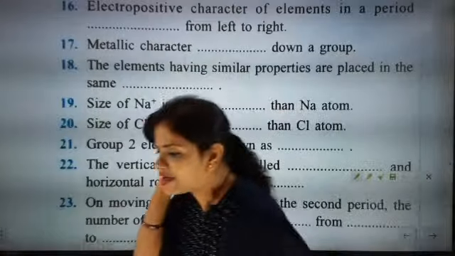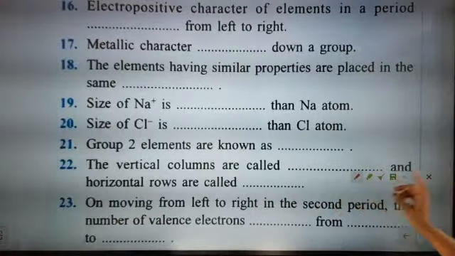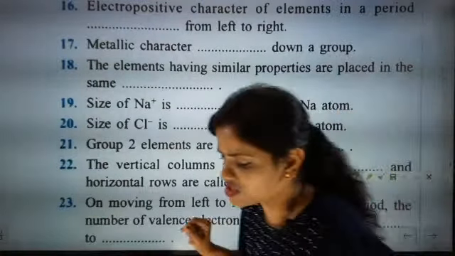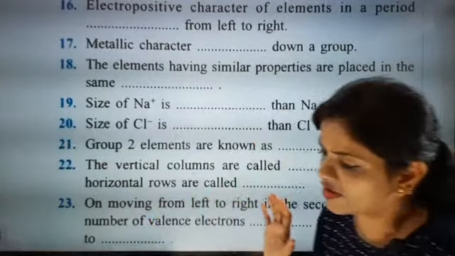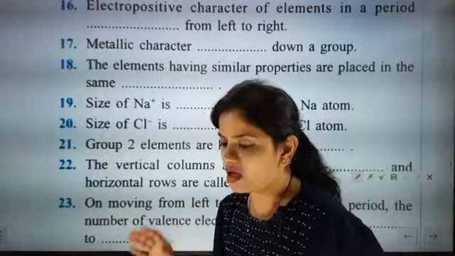Size of sodium ion is dash than sodium atom. I'm just moving from there so that you can see the question and tell the answer. Size of sodium ion is dash than sodium atom. This is just a simple question which you have to answer right now. What will be the answer? You can write.